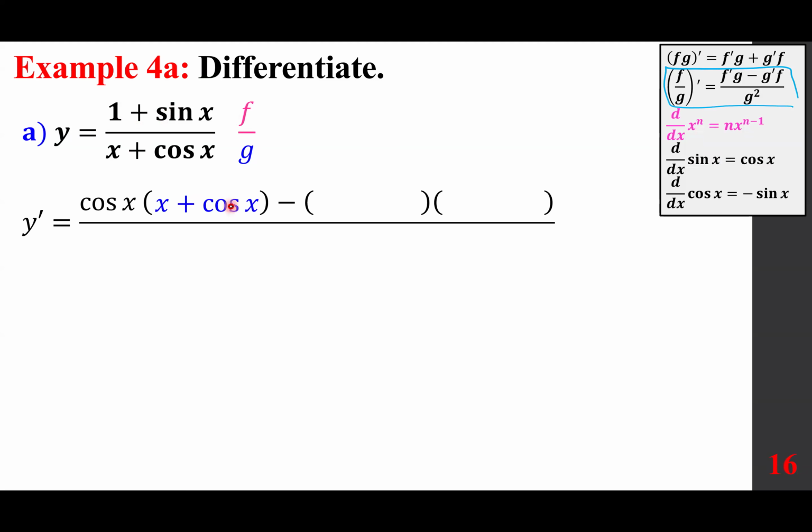minus g prime, the derivative of the bottom. The derivative of x is 1, the derivative of cosine is negative sine, so the bottom gives us its derivative, 1 minus sine x, times the top, which is 1 plus sine x, and just write the bottom in a parentheses and square it.